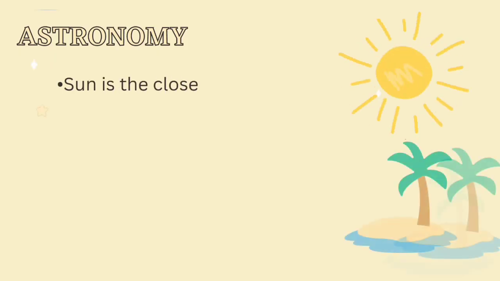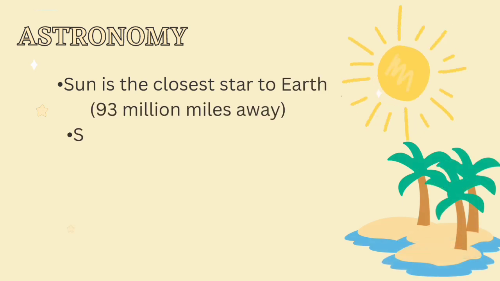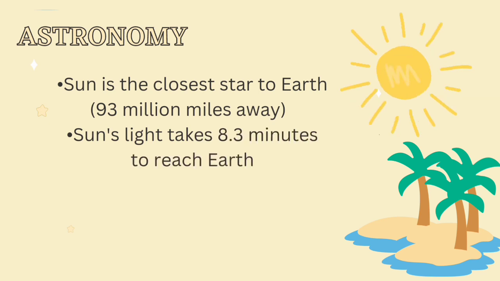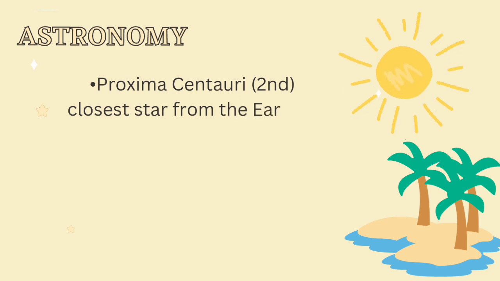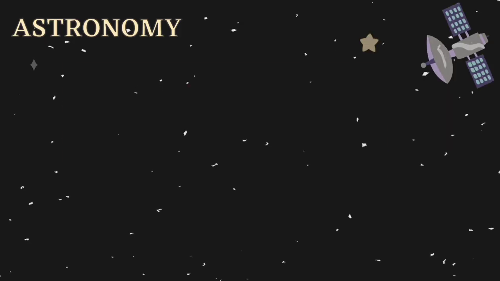Our Sun is the closest star to us. It is about 93 million miles away. So, the Sun's light takes about 8.3 minutes to reach us. This means that we always see the Sun as it was about 8.3 minutes ago. The next closest star is Proxima Centauri. It lies at a distance of about 4.3 light years. So when we see this star, we're actually seeing it as it was 4.3 years ago.